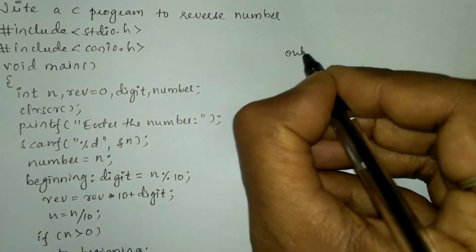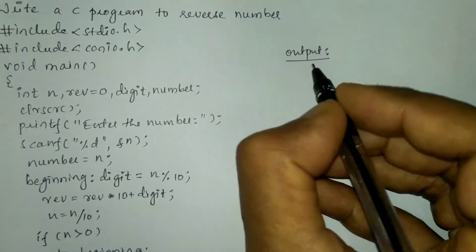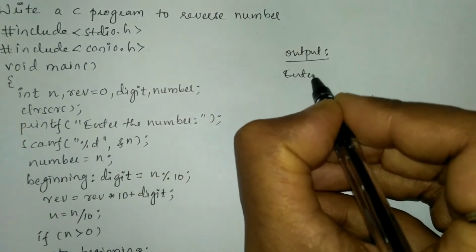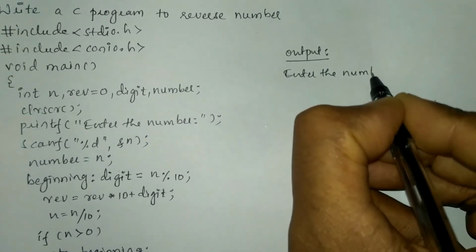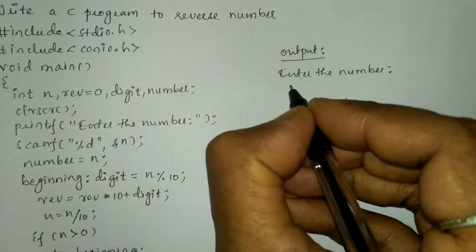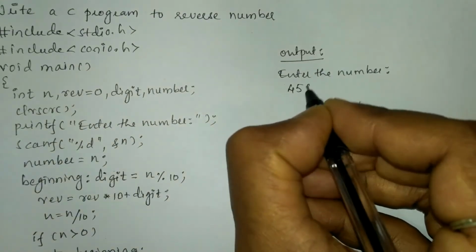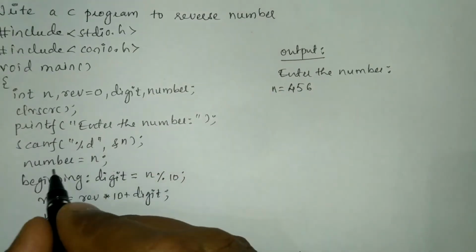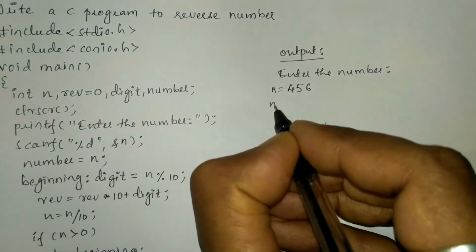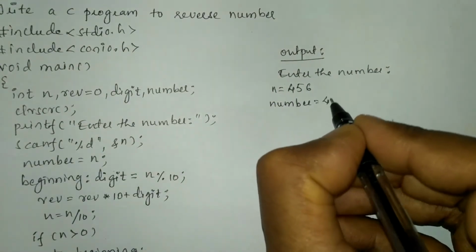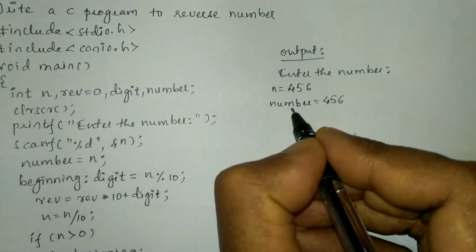Now let us take an example. Here I'm going to write the output. So once we compile and run this program, it will ask the user to enter the number. And now I'm going to enter a 3-digit number, for example 456. So the n value is 456, and this n is in turn assigned to number. So number is equal to n is 456. 456 is initialized to the variable number.